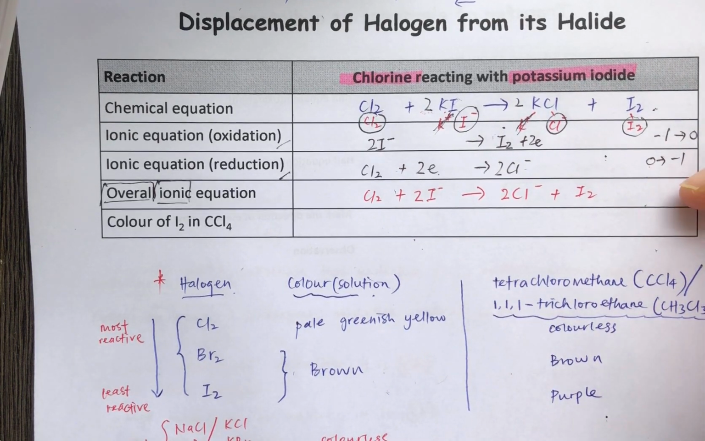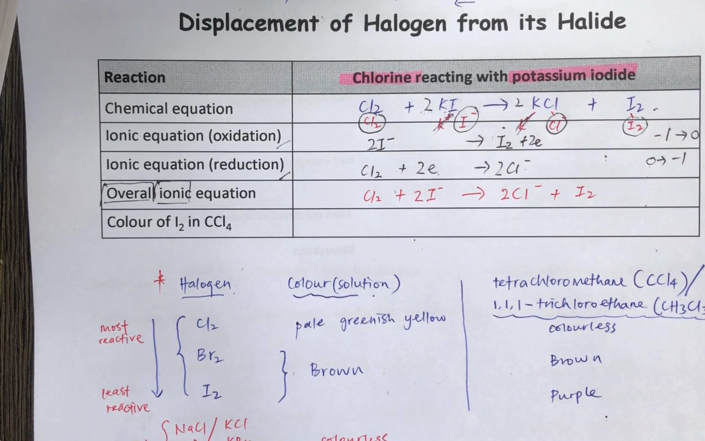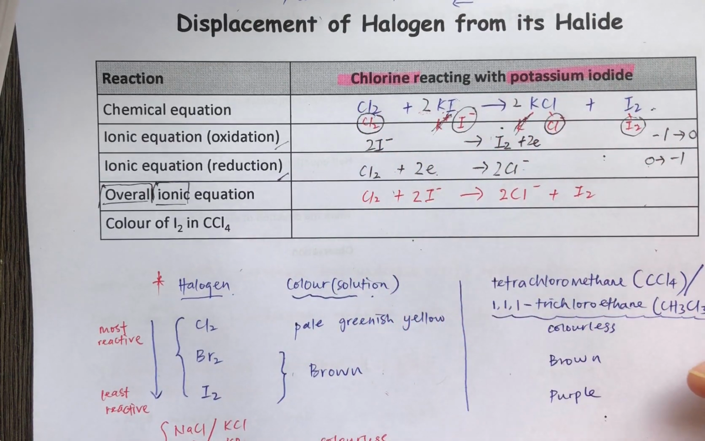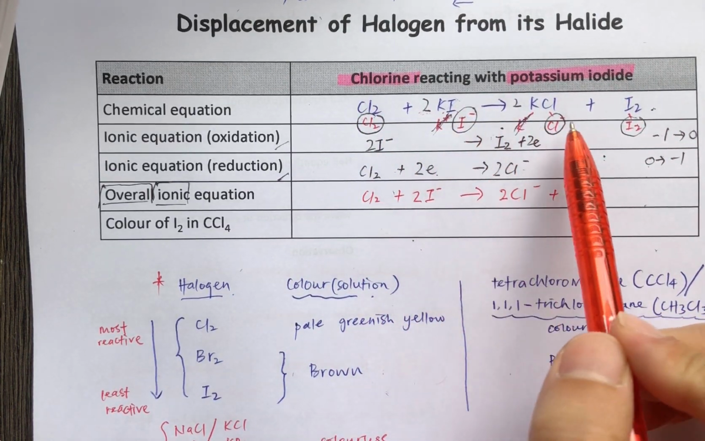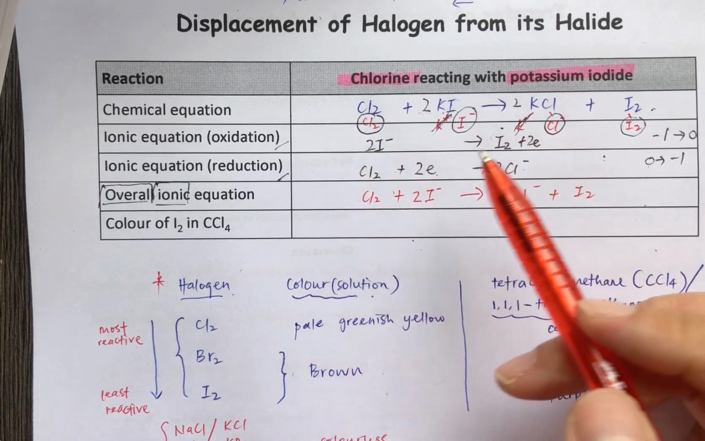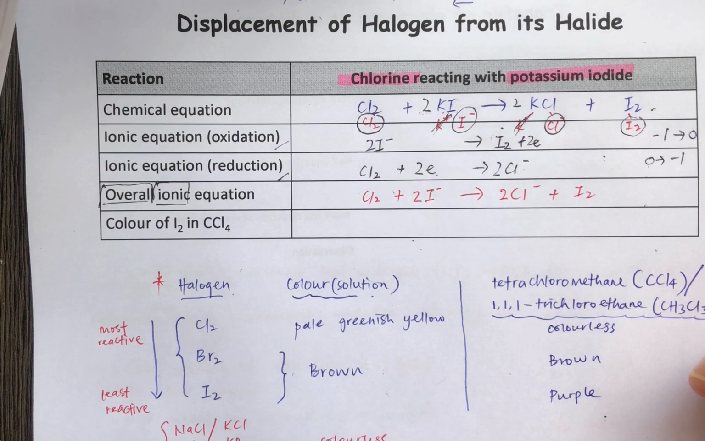So this is very simple, how you write the overall ionic equation. Basically, from your chemical equation, you split everything into ions. Then whichever ion has no changes, you just ignore them, and you copy back the ions that have changes. Alright, that's all.